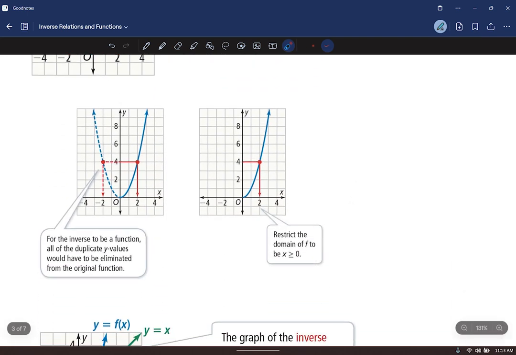However, if we were to take off the overlap, which would be this section over here, like this left-hand section, if we took that off, we would just be left with the right-hand section, and we no longer have a problem with our horizontal line test. So that means that we're going to say all of our x values need to be 0 and bigger. All right, we want this right-hand side of our graph. So we would restrict the domain of our original function to be x is greater than or equal to 0.